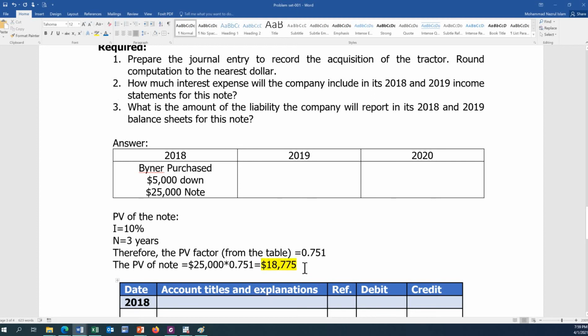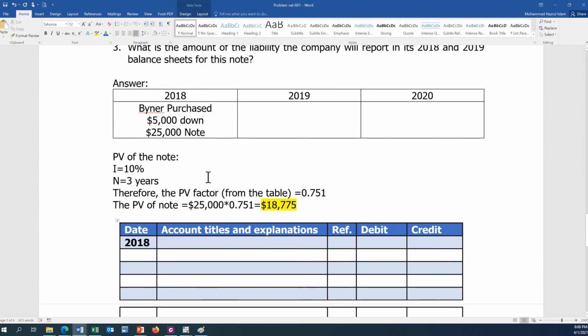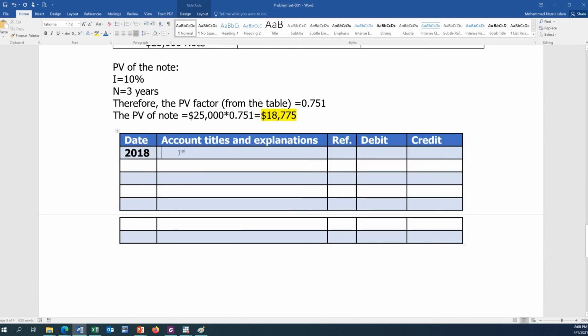The total value may be different if you use some more numbers over here. You will find more numbers in different tables. Some of the present value tables usually present the values up to 3 decimal places. Okay, so now we have found these values, and now let's start to record.